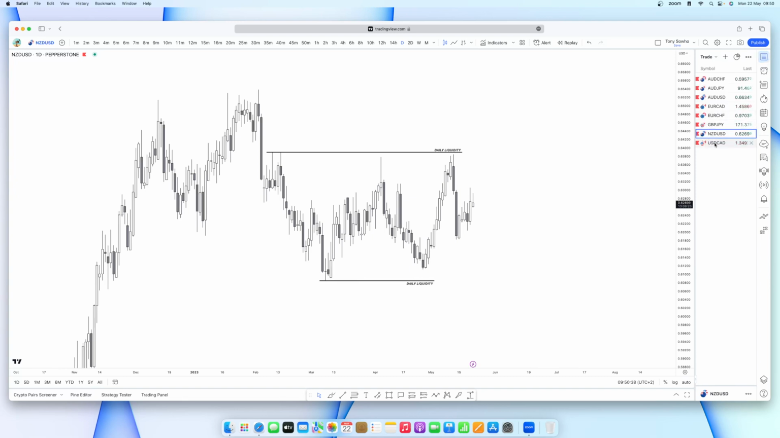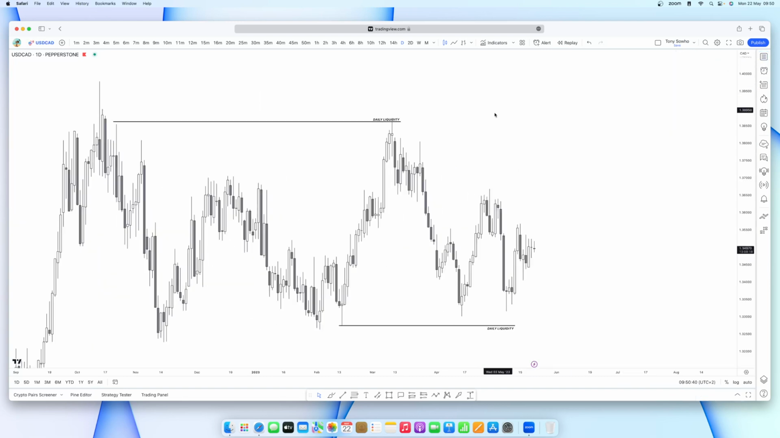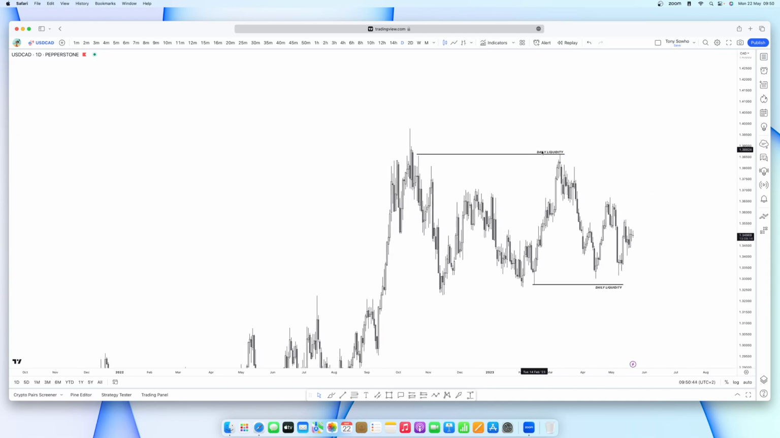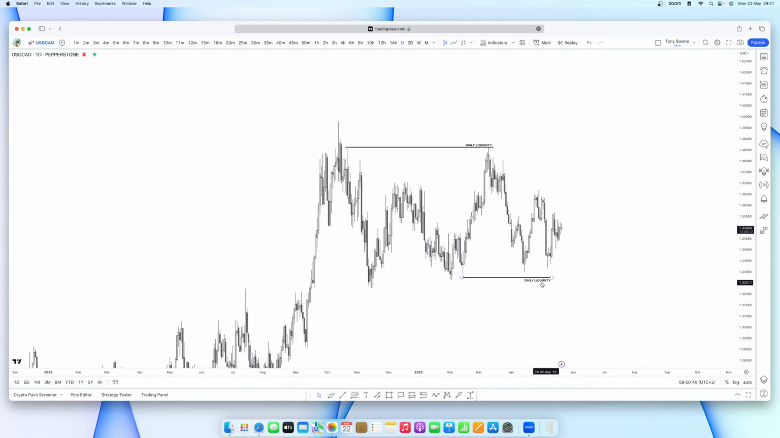And then USD CAD also, same thing. We have liquidity to the upside and we also have liquidity to the downside. So for now, I'm neutral. I don't know which of the liquidity they're going to go for first. I mean, price is closer to this one down here and it's far from this, but I'm going to wait for more candles to print and then know what's up.